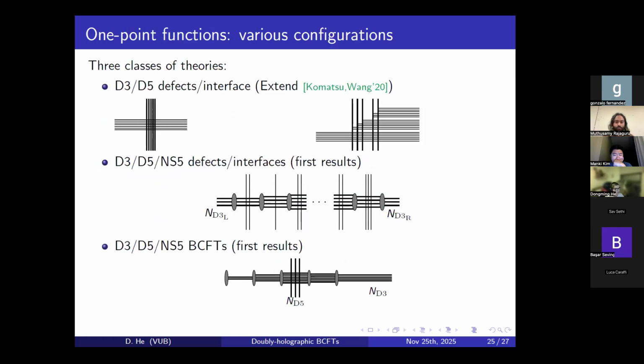And then I will quickly show some examples. So this is a D5 defect, which has been studied by people a lot, as I have said, and our result is the extension. But for the more complicated cases, such as the D3-D5-NS5 interface or BCFTs, where the 3D degrees of freedom contain many different fields, this is not studied before, and we have the first result.